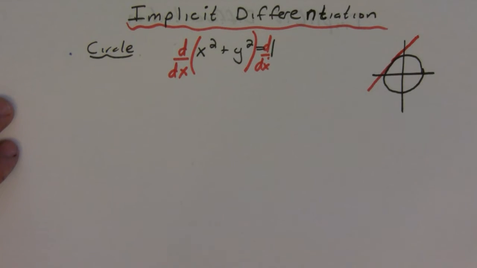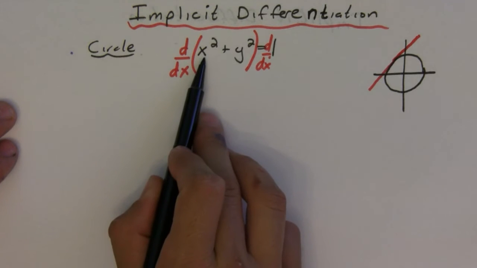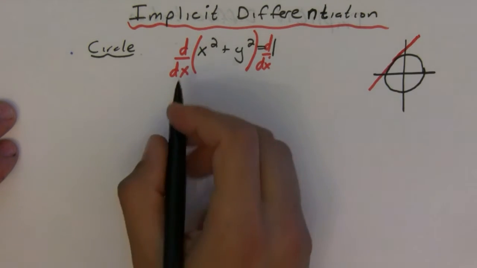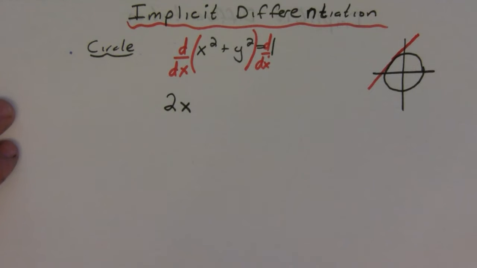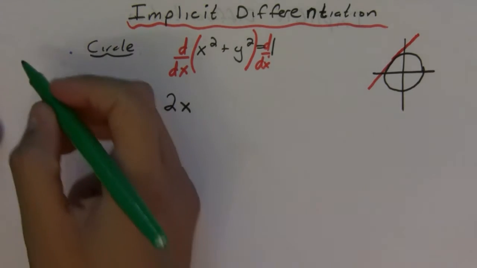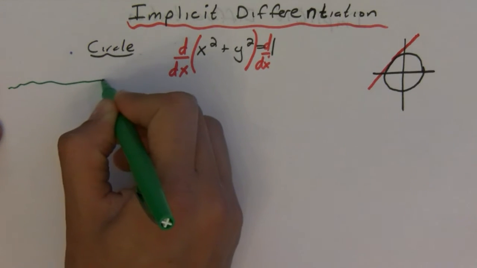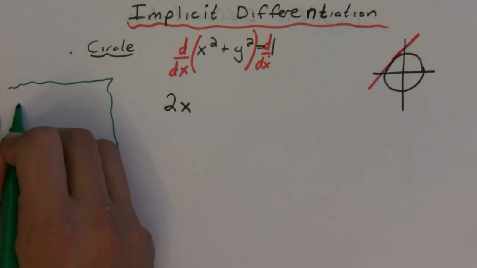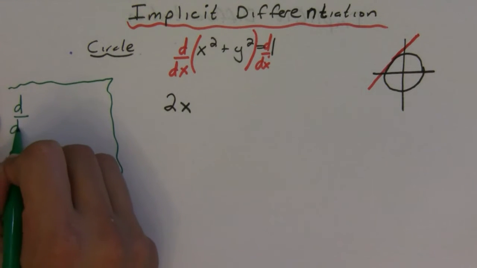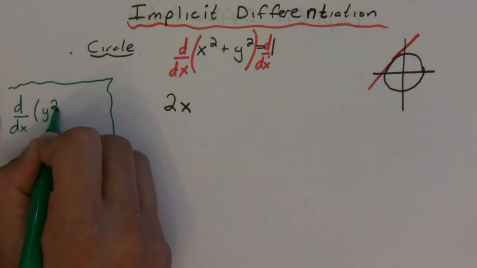Okay, now when you get the derivative of both sides with respect to x, the first part, the derivative of x squared, that's just 2x. Now this isn't a problem, but let's take a look over here on the side at the derivative with respect to x of y squared.